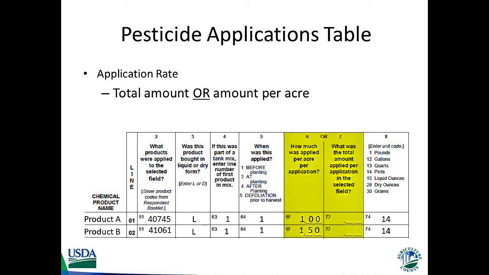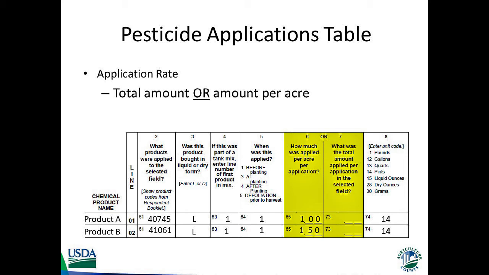For columns 6 and 7, we want to record the application rate. We can either indicate the amount per acre applied in column 6 or the total amount applied to the selected field in column 7. Do not use both on the same line. It is important to record the per application total and not the total for all applications throughout the season. Separate applications need to be recorded on separate lines. All applications should be recorded to 2 decimal places.